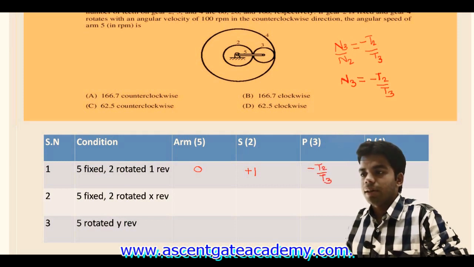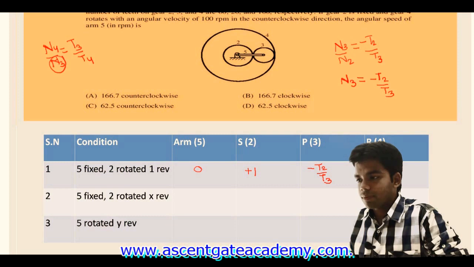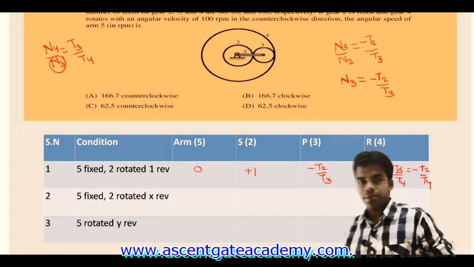Similarly, if we want to determine n4, what will be the value of n4? n4 by n3 will be equal to T3 by T4. Here the direction is the same because they are meshing internally. So this will be equal to N3, and as we know the value of N3 is minus of T2 by T3. Therefore, N4 will be equal to minus of T2 by T3 into T3 by T4. Okay, so T3 and T3 will get cancelled out. We will get minus of T2 by T4. Getting this or not? First thing.